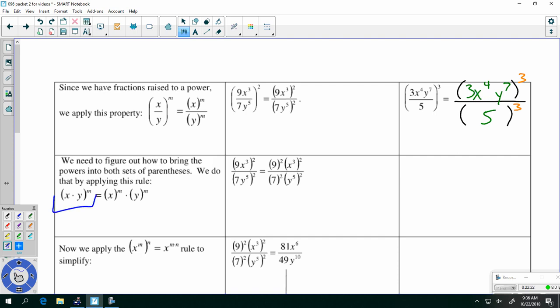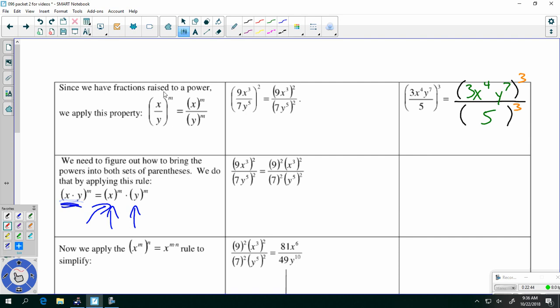It's this one. It happens that there are 3 things multiplied in here and only 2 in here. That's okay. This property right here works no matter how many things are multiplied in the parentheses. We just get to pseudo-distribute that power to every single one of the factors in the parentheses. Again, I'll point out all of the parentheses. Every single factor in here gets its own parentheses.